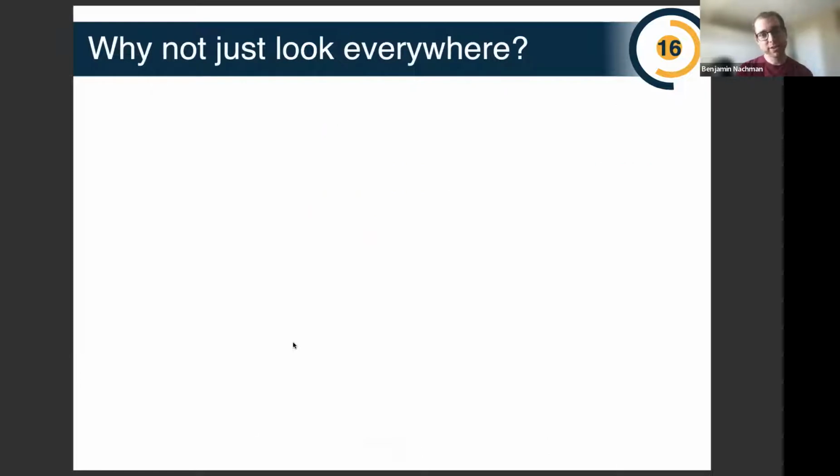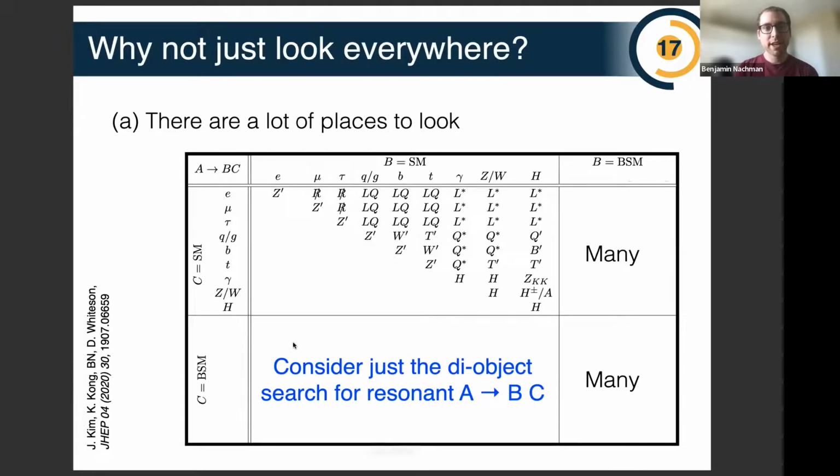Okay, so why not just look everywhere? Well, first of all, there are a lot of places to look. Here is a table. There are a lot of symbols in this table, so I'm going to apologize for that, and I'll explain a bit what they mean.